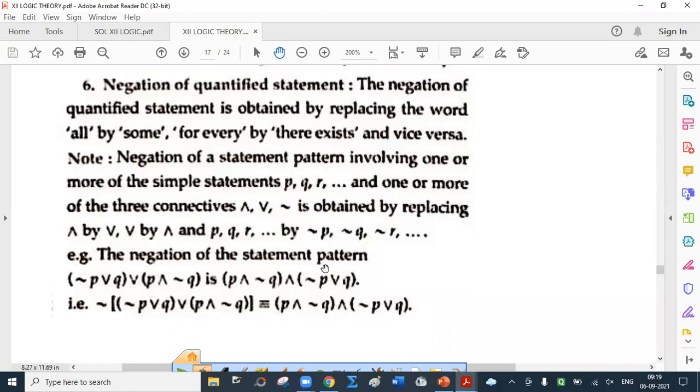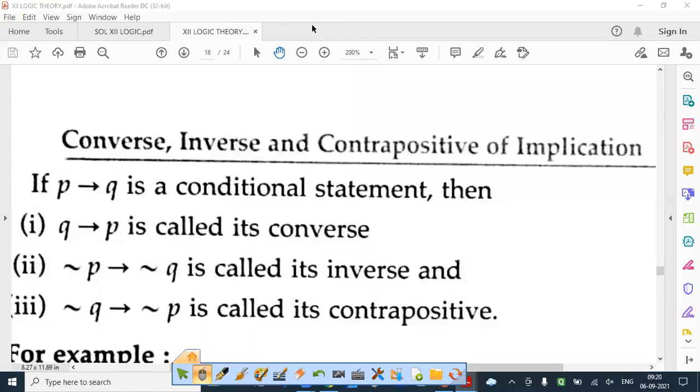This is the example of negation of the statement pattern. Okay, so this is very important, especially negation of quantified statements. You have to be very careful obtaining the negation of quantified statements. Now, this is again an important part. Some questions can be asked on this: write the converse, inverse, and contrapositive of the given implication.